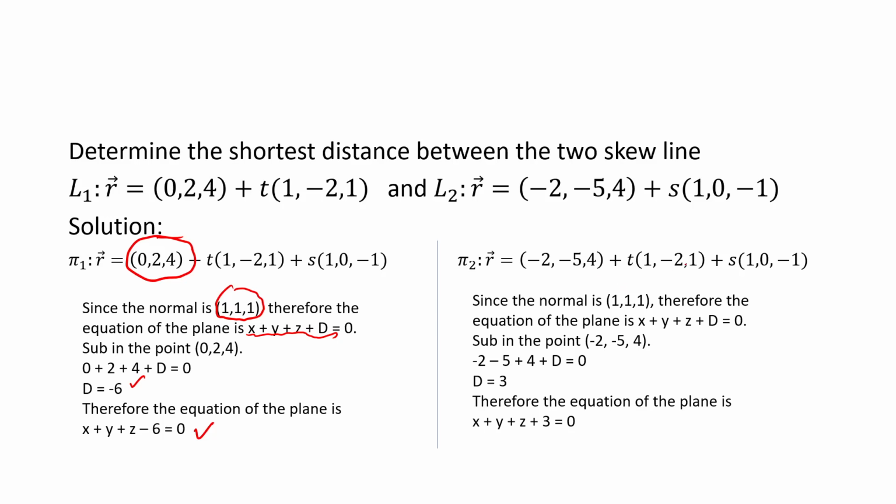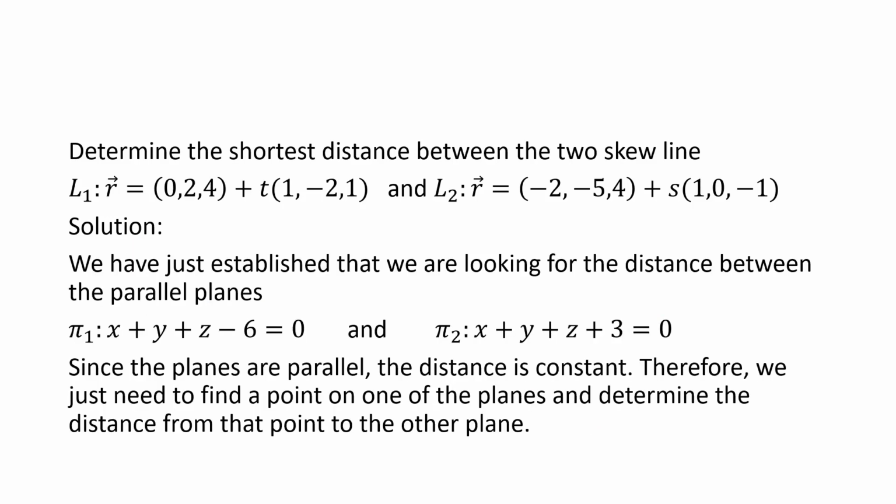Over here, since we were crossing the same two direction vectors, we obviously have the same normal. So the equation of our plane is x plus y plus z plus d equals 0. We can sub in the point (-2, -5, 4). We get d is equal to 3. And so the second plane would have the equation x plus y plus z plus 3 equals 0.